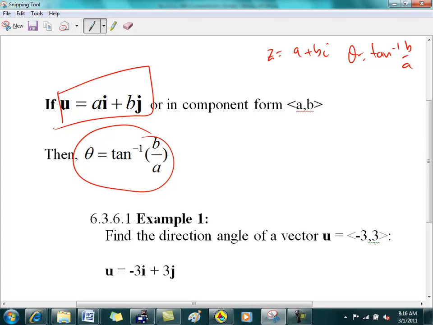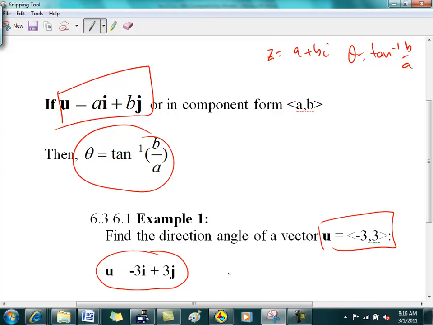So for example, here's the component form, and this is the ij form. They're both the same thing. They're both the same vector. They're both called u. They're just written in two different forms, okay?